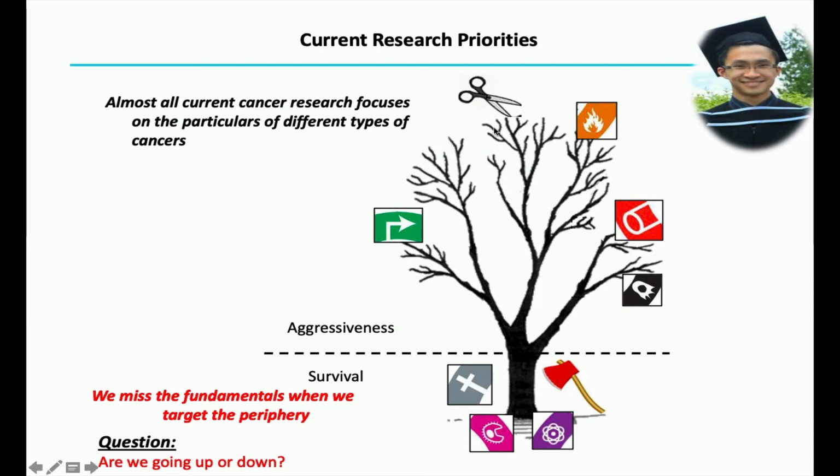But one thing we are missing, for all the cancers, is what is the most common feature? That could be more fundamental, not just for a subtype of cancer, but applicable to all cancers. And so the real question is, are we really going up or going down? Or should we consider both directions in our life?